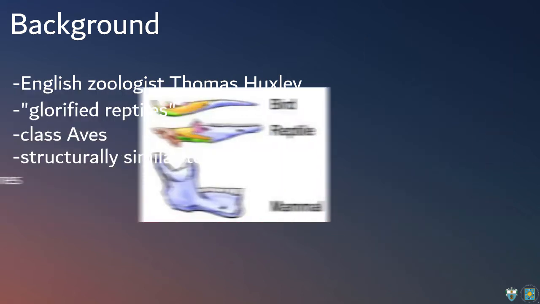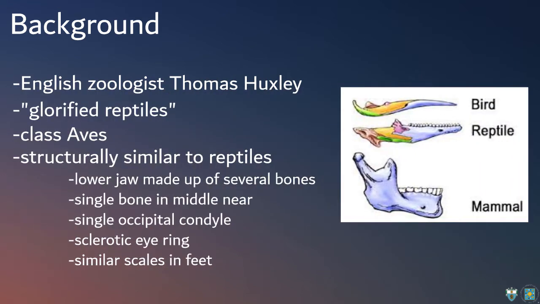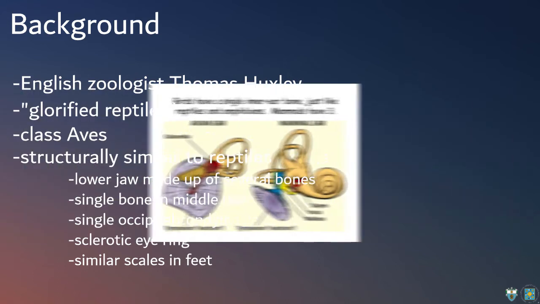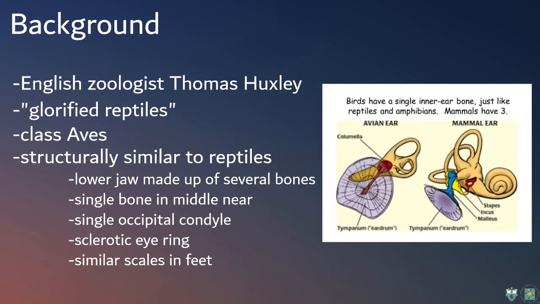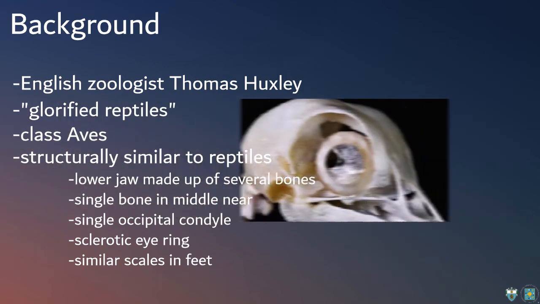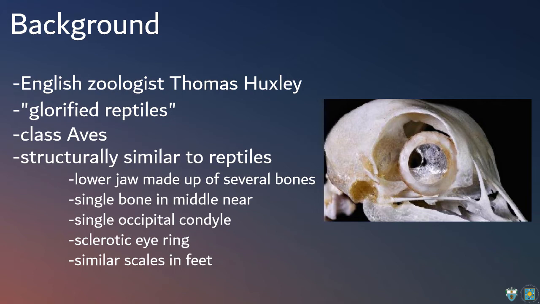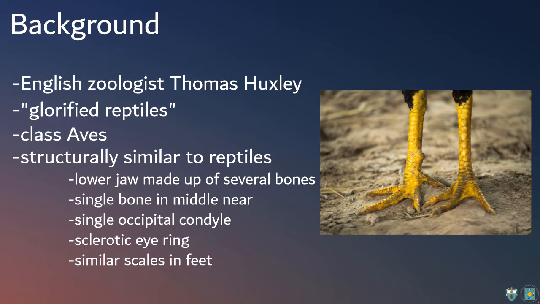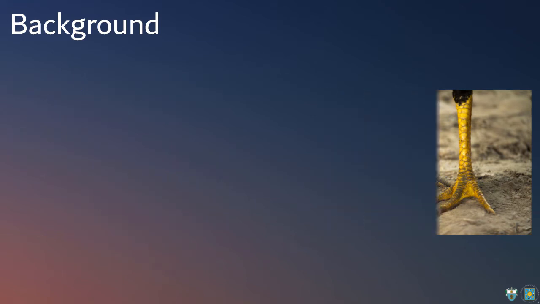These include a lower jaw made up of several bones fused together, whereas mammals only have one bone. A single bone in the middle ear. Again, mammals have 3 bones. A single occipital condyle joining the skull to the first neck vertebra. Sa mammals, we have 2. A sclerotic eye ring, or the bony part surrounding their eyeballs, which helps in their landing, hunting, or even evading predators. The similar scales of the chicken legs with that of the reptile scales, and etc.